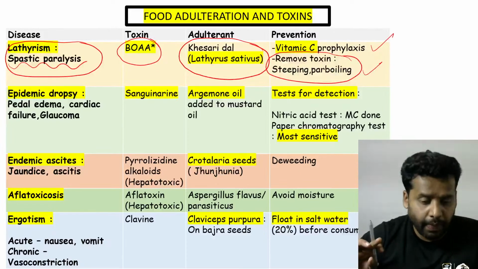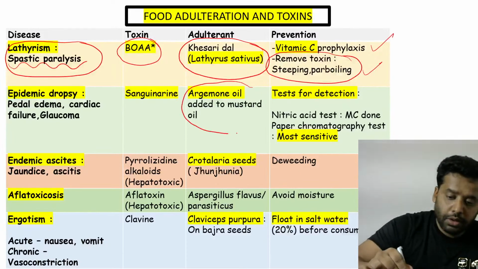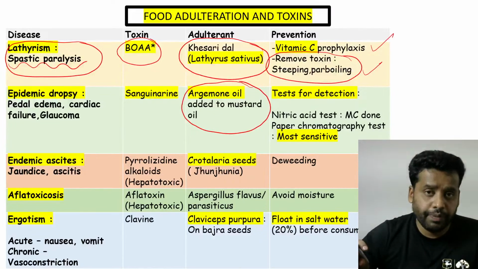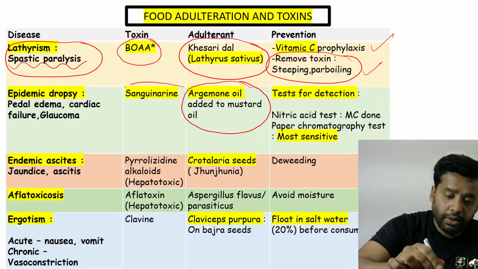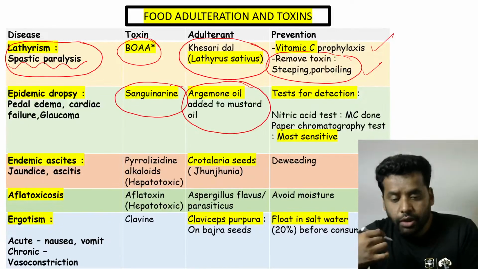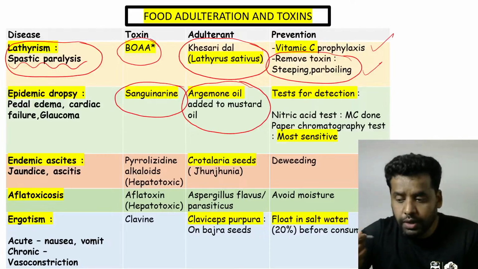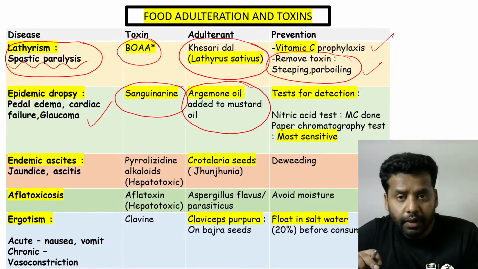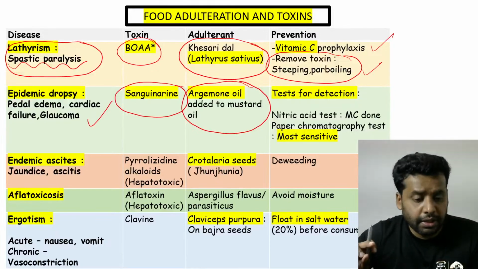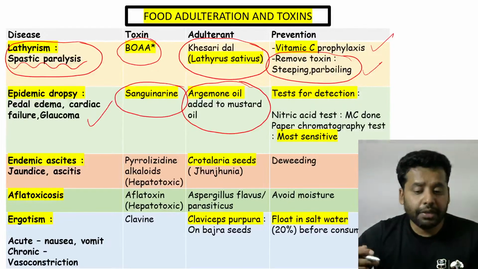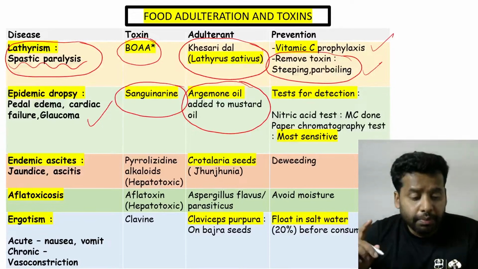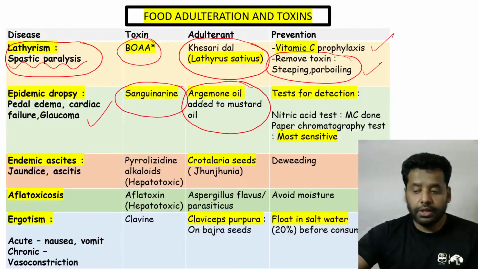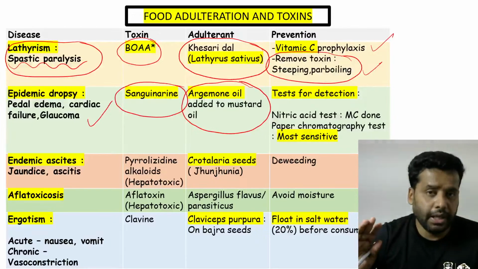Adding argemone to mustard oil. Argemone is the adulterant. We should not use it. There is a toxin which is sanguinarine. When you are using argemone oil, there is pedal edema, cardiac failure will happen, and sometimes glaucoma. Usually when they ask, it is bilateral pitting pedal edema.